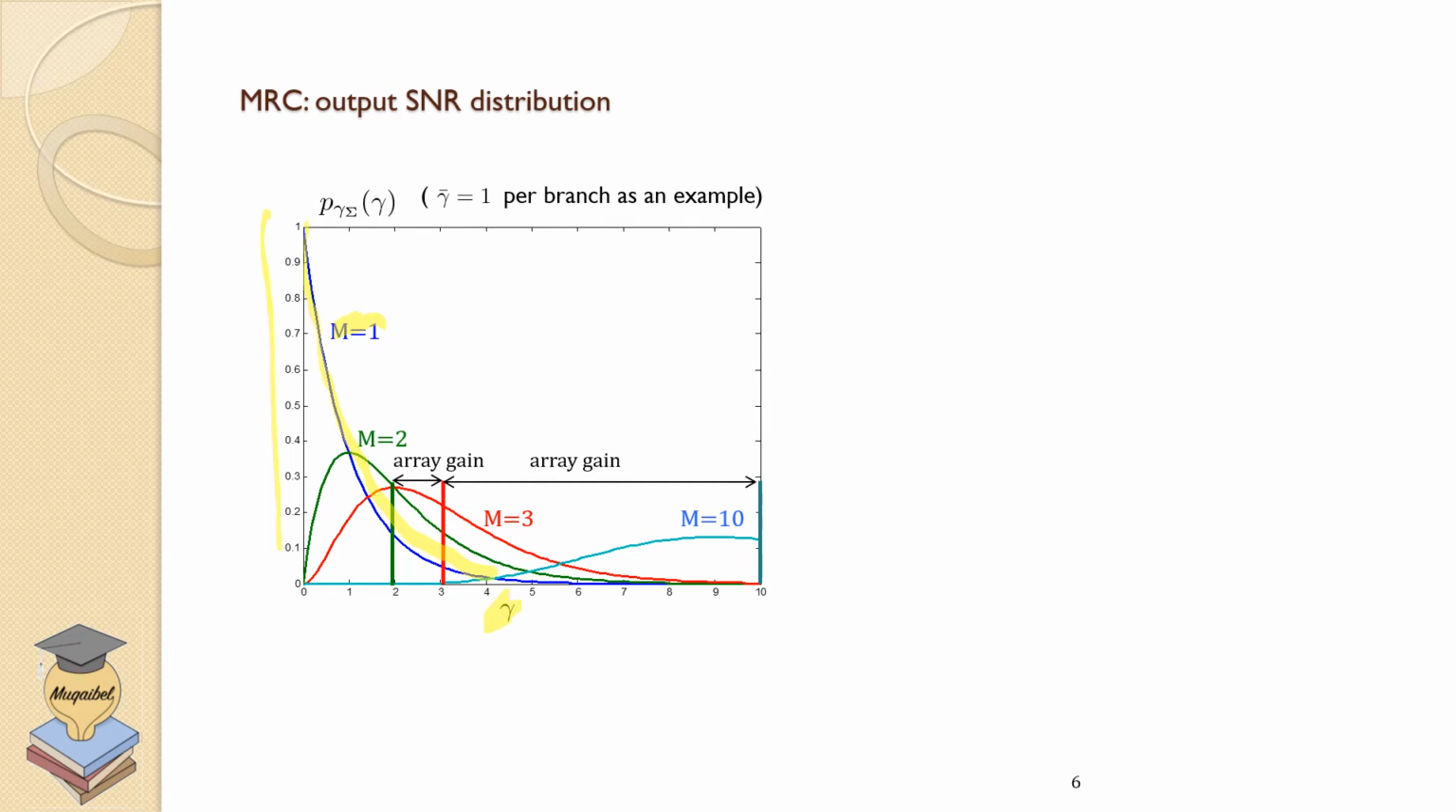The green curve shows the case of M equals 2, and then the red one is M equals 3, and then you can keep going. I'm showing the example of M equals 10. Now if you look at the amount of advantage we get, for example, if you compare M equals 2 and M equals 3, you can see that there is an array gain if you go to 10. So depending on the number of branches we have, we get array gain. If you have 2 branches, the average becomes 2. If you have 3 branches, the average becomes 3, and so on, simply because with maximum ratio combining, the resultant signal to noise ratio will be the sum of the individual ones.